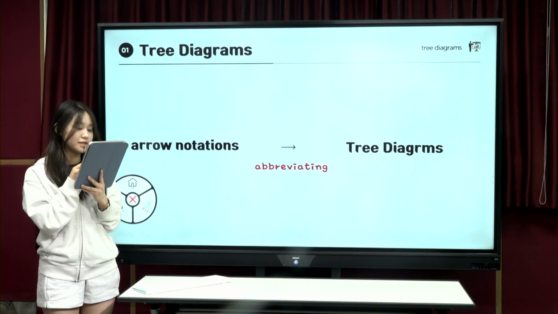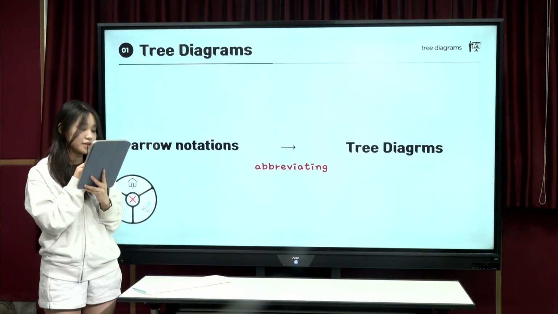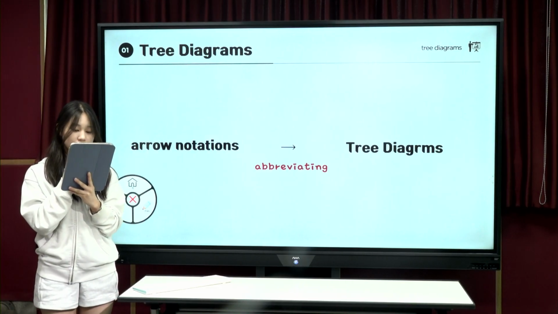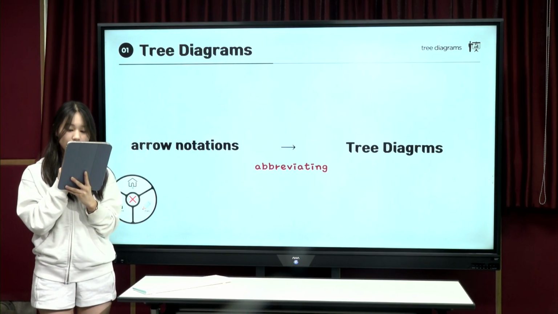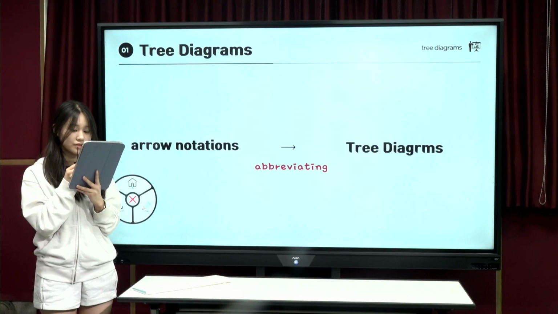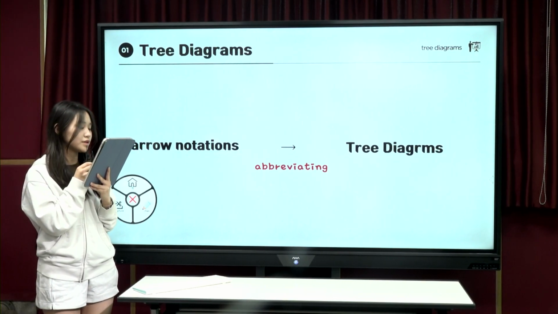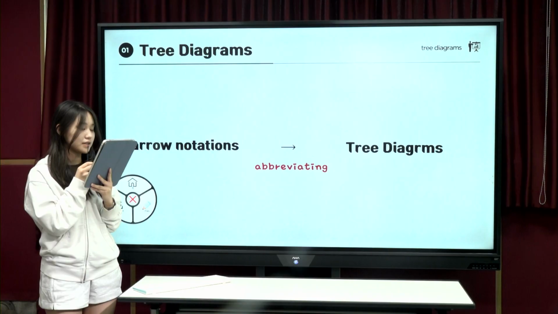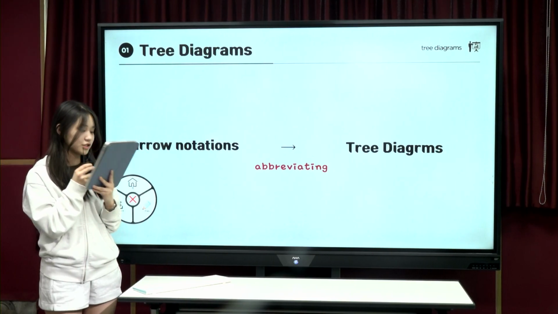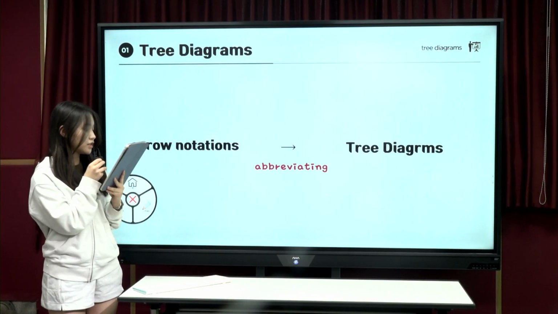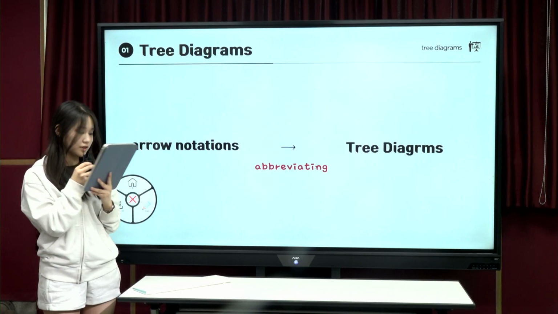So to fix this, we use something called tree diagrams. A tree diagram is a simpler and abbreviated way to show how a string is built using grammar rules. It doesn't focus on the order of rule application. Instead, it shows the overall structure. So how do we make tree diagrams? Let me explain with an example.